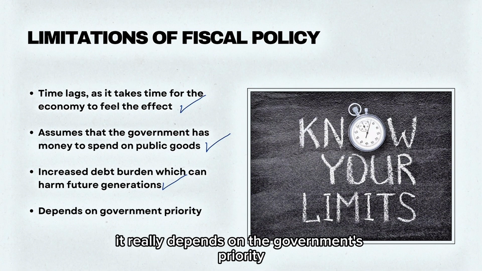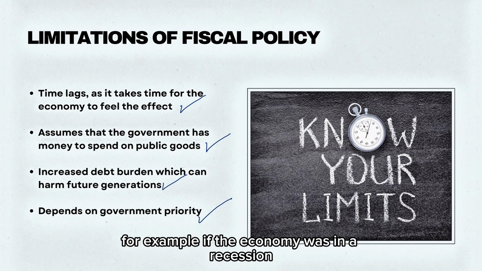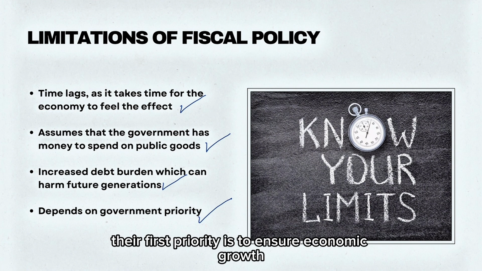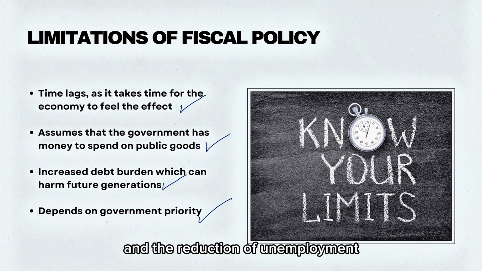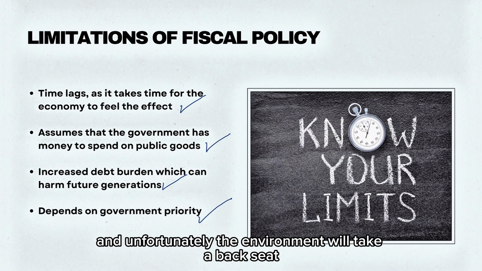And lastly, it really depends on the government's priority. For example, if the economy was in a recession, their first priority is to ensure economic growth and the reduction of unemployment. And unfortunately, the environment will take a back seat.